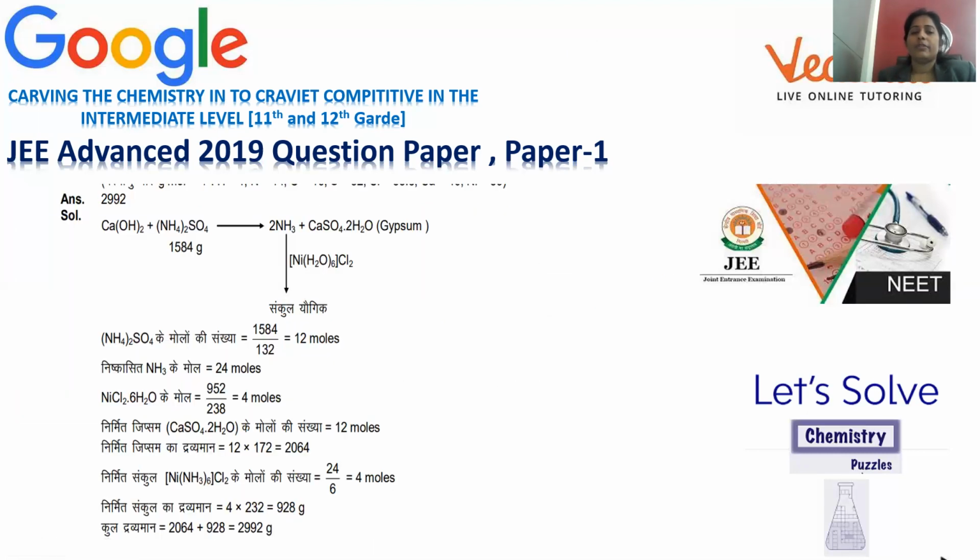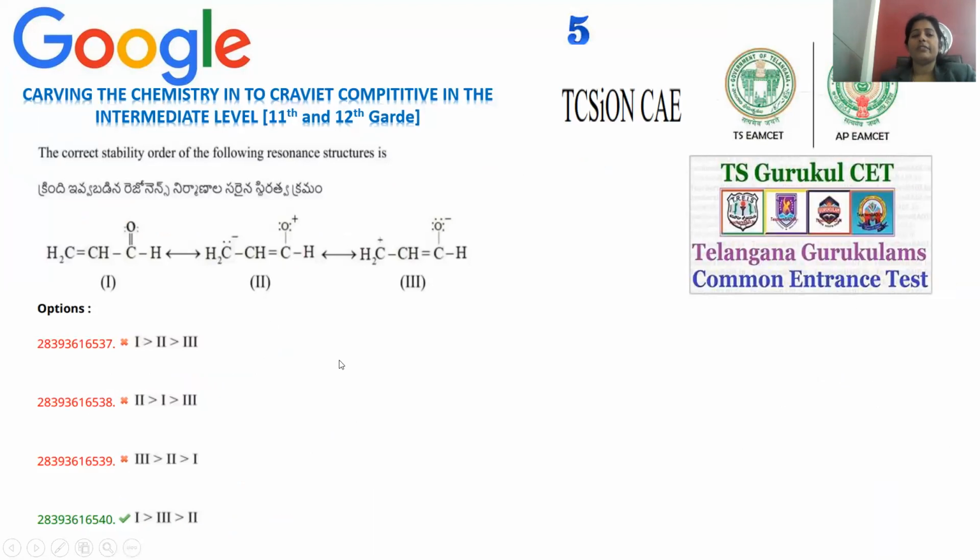Move on to question number 5. Question number 5 is collected from organic chemistry, and moreover, this is a question from the Telangana MSET examination, which was conducted in the year 2023. The correct stability order for the following resonance structures is.